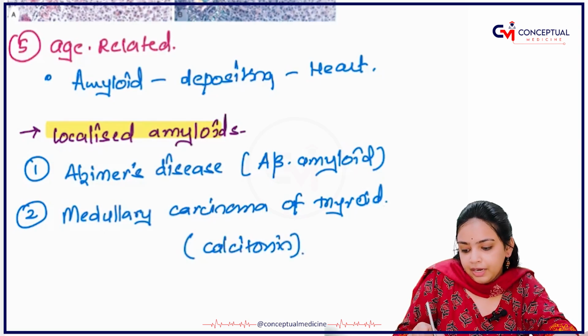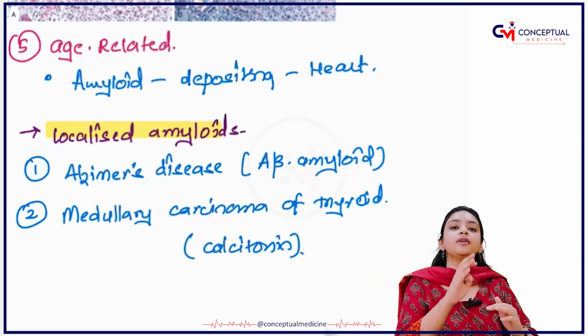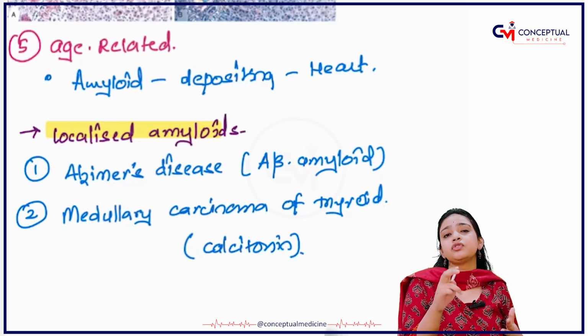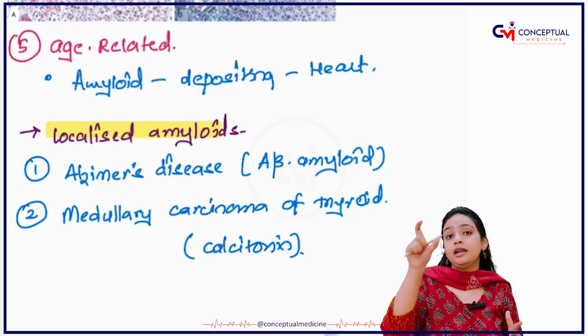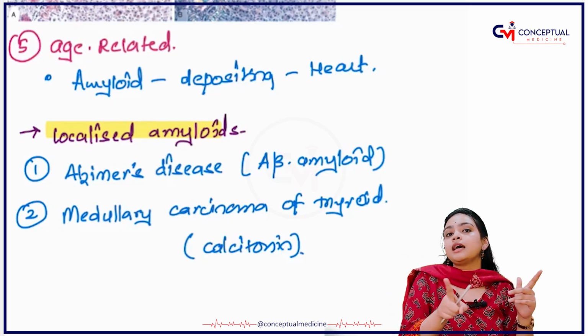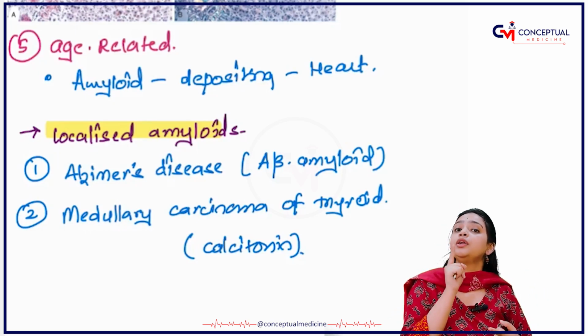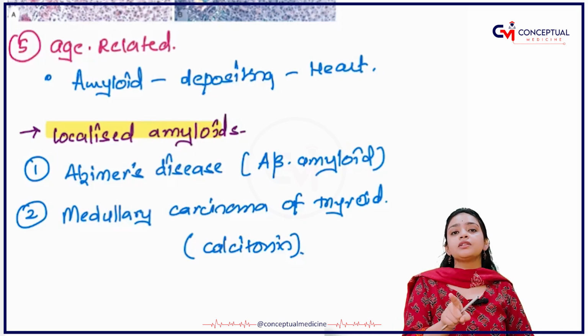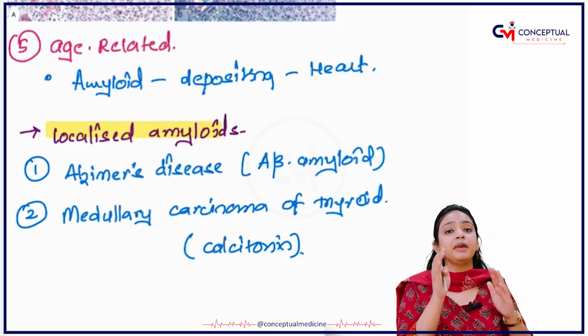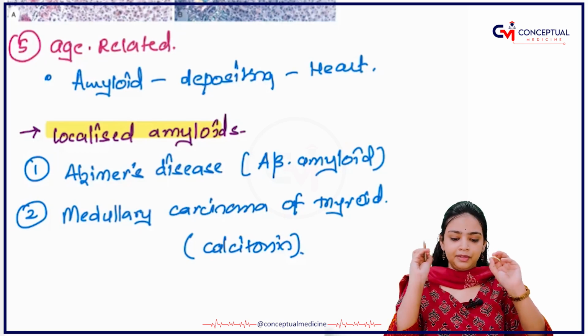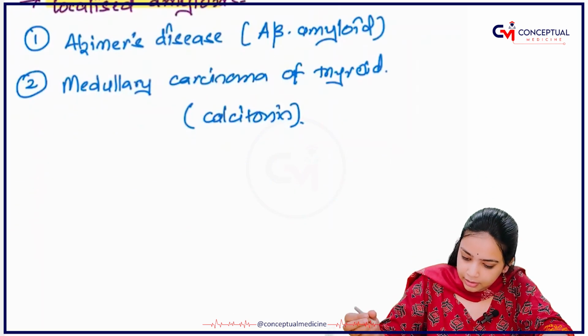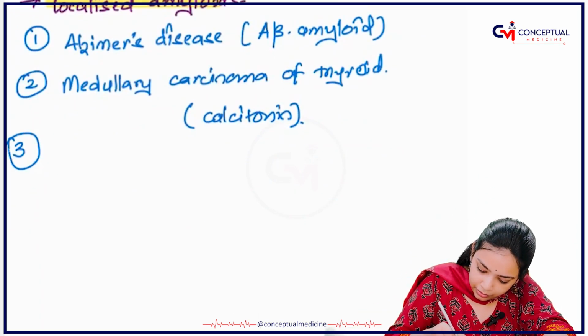Now, when we are discussing, I have told you that there are certain things which are very, very specific for that particular thing. Like in the mast cells, I have told you that you need to remember histamine. In the WBC, I have told you the main heroes are neutrophils. Here, in the medullary carcinoma of thyroid, you have to remember the main hero is calcitonin. Okay.